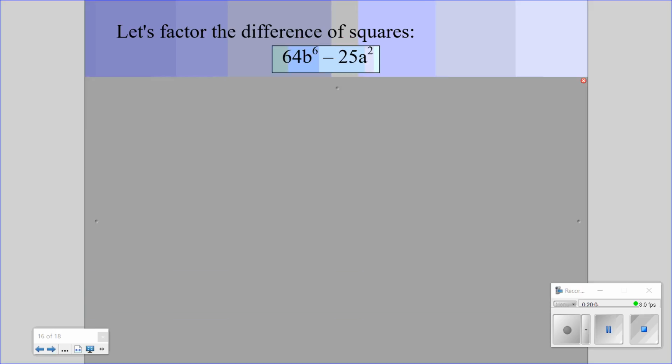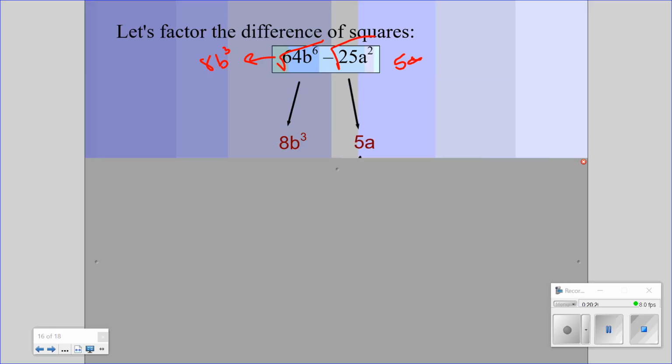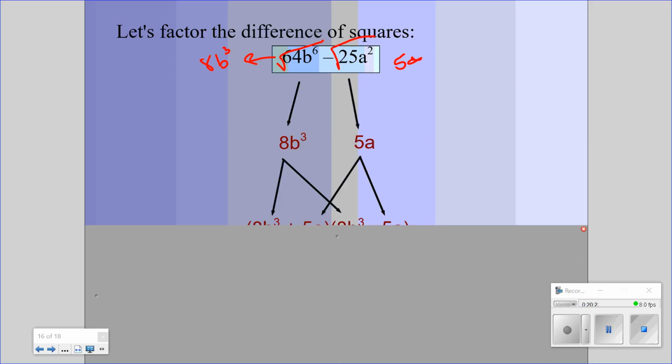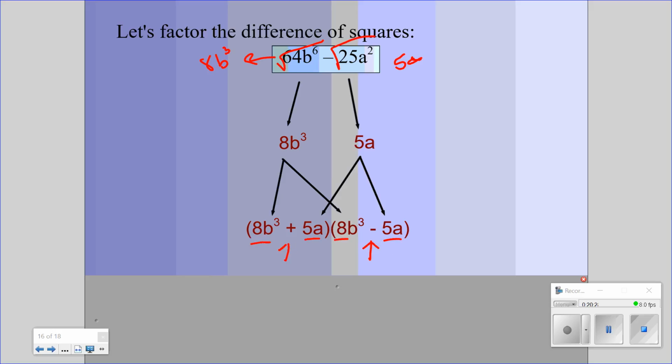And the last example, take the square root of 64b to the 6th. The square root of 64 is 8. The square root of b to the 6th is b to the 3rd. You just take half the exponent. Square root of 25a squared is 5a. Hard to write with this pen. Okay, and those make up your two parts of your binomials. One gets plus, one gets minus, and we are fully factored.